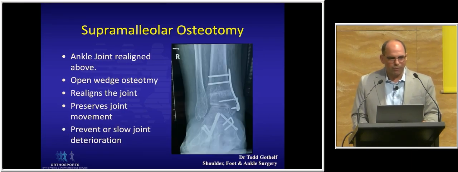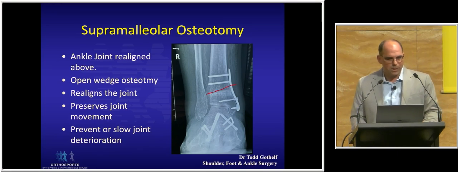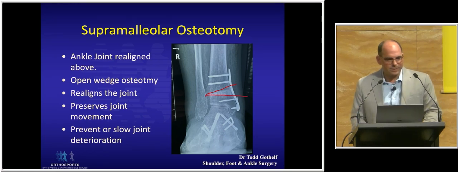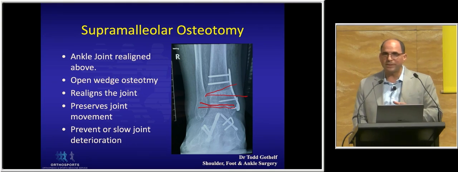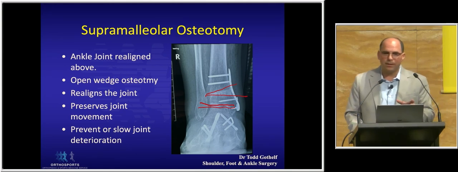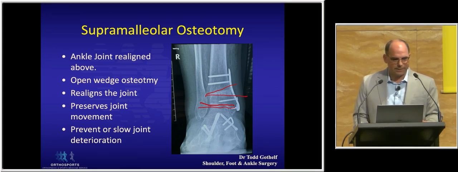And so in order to correct this, a supramalleolar osteotomy was performed. A cut was made in the bone, an opening wedge osteotomy, which realigns the joint. And you can see how the joint there is parallel now, and it restores the alignment. And even though there was some arthritis, this patient did very well because we're realigning the forces around the preserved part of the joint, which had good movement, and took away the patient's pain.